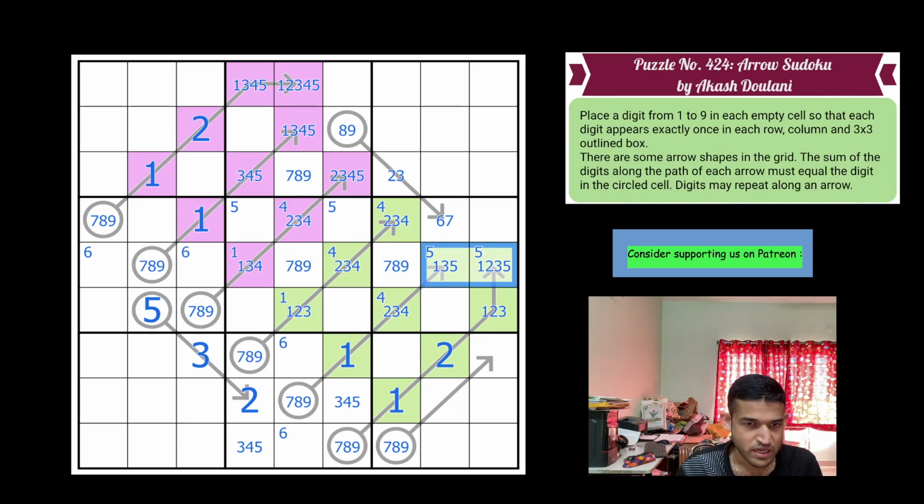So now let's look at this arrow a little bit deeply. You can see that the last few deductions were coming around this area, so it's better to focus around this area. So if you have a 1 in this cell, then the maximum sum you can get from here is 1 plus 1 plus 4, which is 6. 6 is not possible, so I cannot have a 1 here. This is a really crucial deduction, guys.